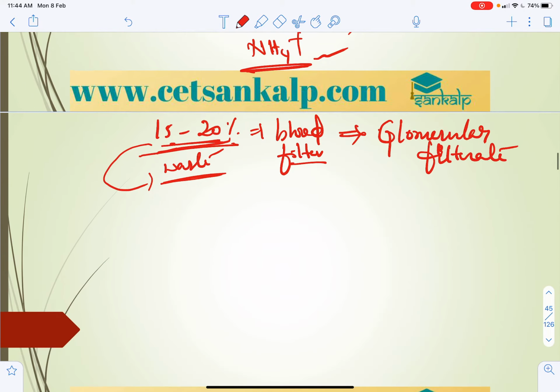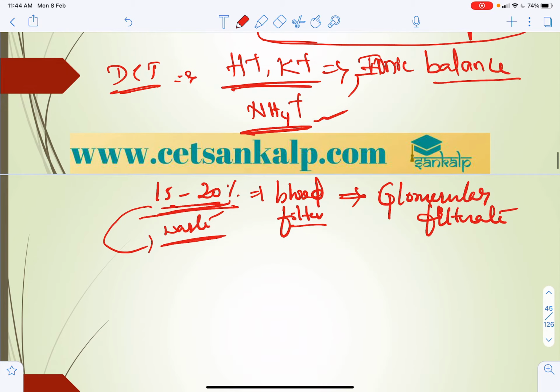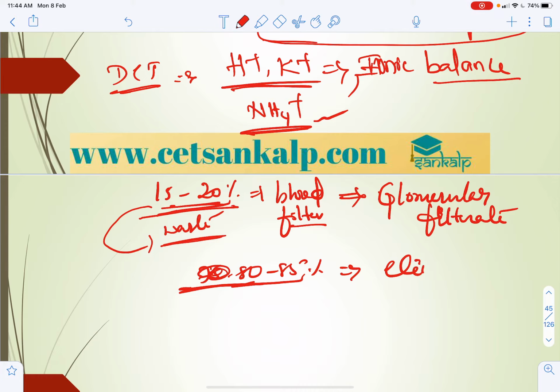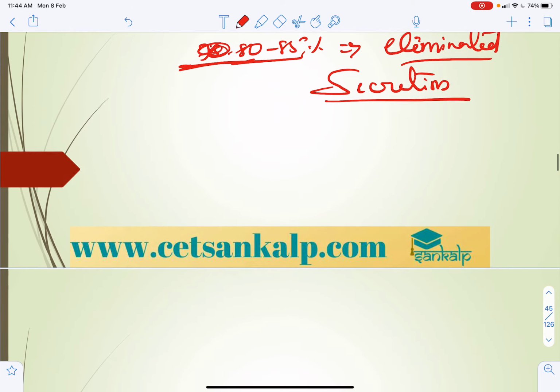So the remaining 80 to 85% is what will be eliminated by this last step, that is called secretion. If not eliminated, it will not be possible. So this is very, very important.